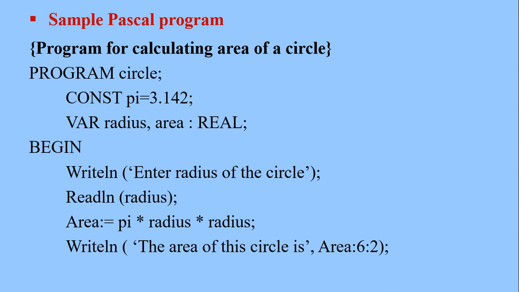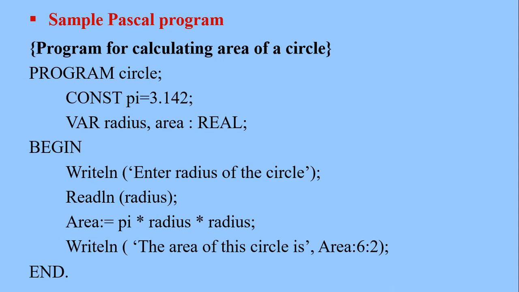So the area of this circle is what is in the memory location called area. If the memory location called area holds, for example, 30.32, then this statement will read as follows: the area of this circle is 30.32. And then let the cursor move on to the next line. That is what writeln means.